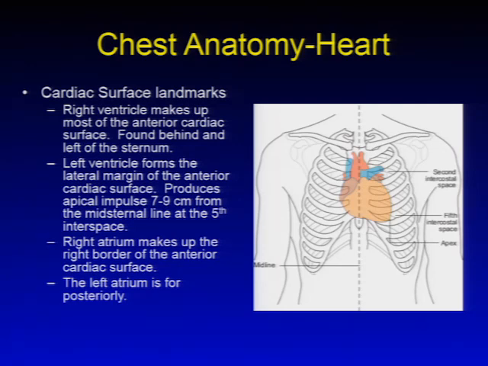Continuing with the topical chest anatomy, we will now review the cardiac surface landmarks. Most of the anterior cardiac surface is made up of the right ventricle. It is found posterior and left of the sternum. The left ventricle forms the lateral margin of the anterior cardiac surface and produces the apical impulse 7 to 9 centimeters from the midsternal line at the fifth interspace. The right atrium makes up the right border of the anterior cardiac surface. The left atrium is found posteriorly.